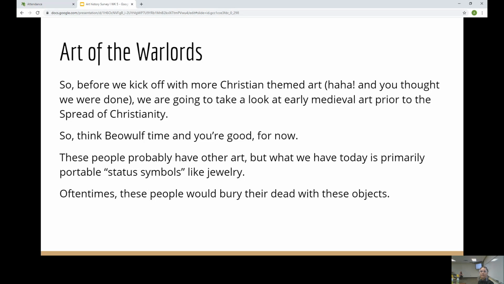So, like I said, we're starting off with the art of the warlords from the Hiberno-Saxon, English, Ireland, Scotland area. Before we kick off with some more Christian art, because yes, we got a day's break and now we're going to go back into it, and that's where we're going to be for a long time. But prior to the spread of Christian art and Christianity into the rest of Europe, they did have their own art style. We're thinking today of the time of like Beowulf.